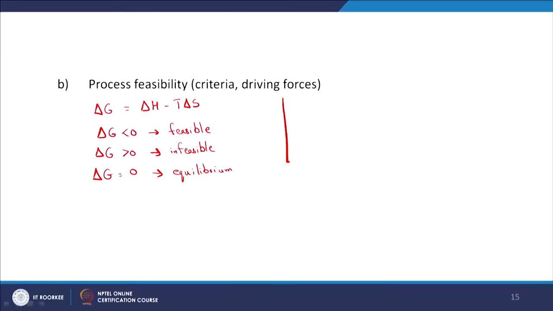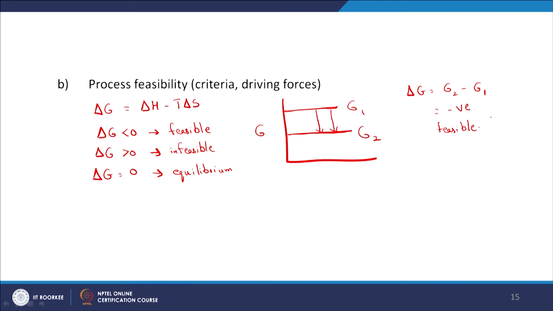So in general, we'll go back to the previous figure that we looked at. If I have G here, and I'm trying to indicate the two states, the initial state is G1 and the final state is G2, right? And obviously here, the change delta G is equal to G2 minus G1. And as you can see, state G2 is at a lower energy state compared to state G1, right? Thus, delta G is negative. And if you can visualize that, the system is falling down the ladder, right? So thus, this process is feasible. This is feasible.